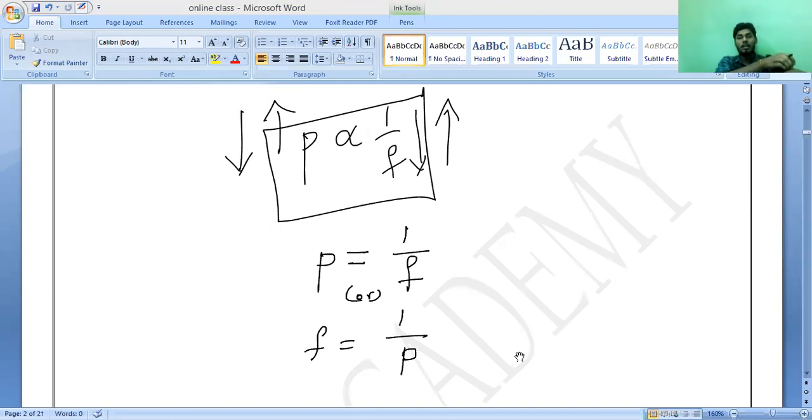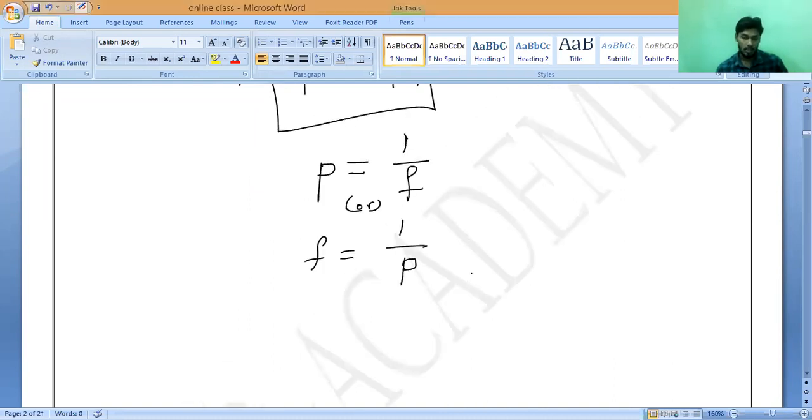So if the focal length is coming closer to the optical center, then the converging power or diverging power will increase. If the focal length is moving away from the lens, then the diverging power or converging power will decrease. I hope you are understanding very well. So from this I can say, the power of a lens is defined as the reciprocal of its focal length in meters. That is the most important. All of you note it down.